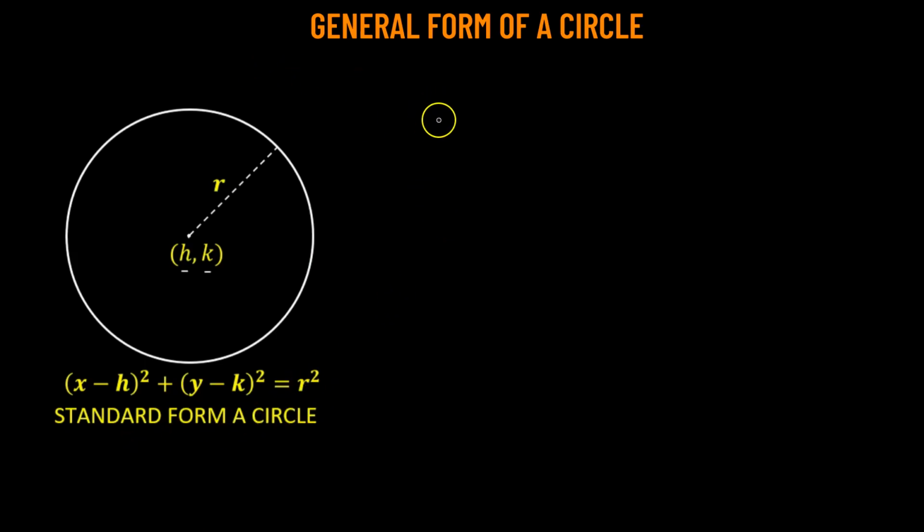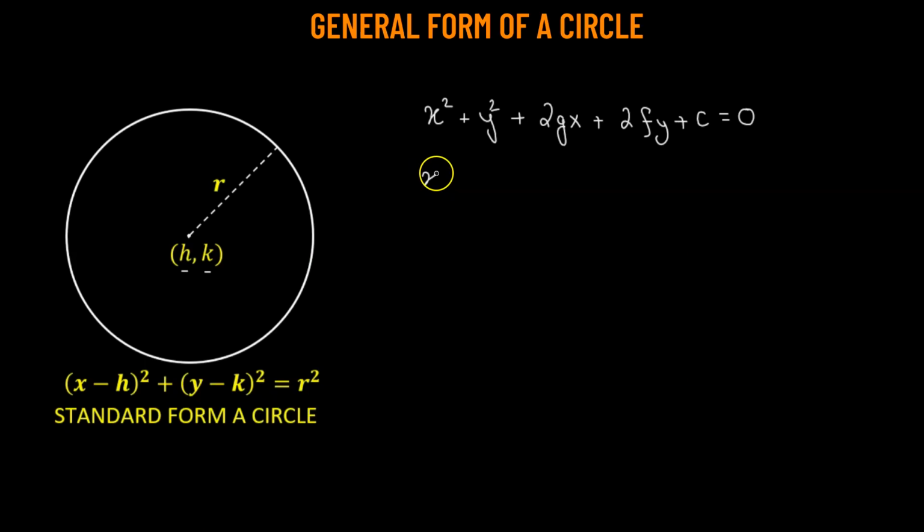The general form of a circle is given by x squared plus y squared plus 2gx plus 2fy plus c equals 0. Now, this general form of the equation of a circle stems from the standard form of a circle. So let's first rewrite this particular general form in the standard form.